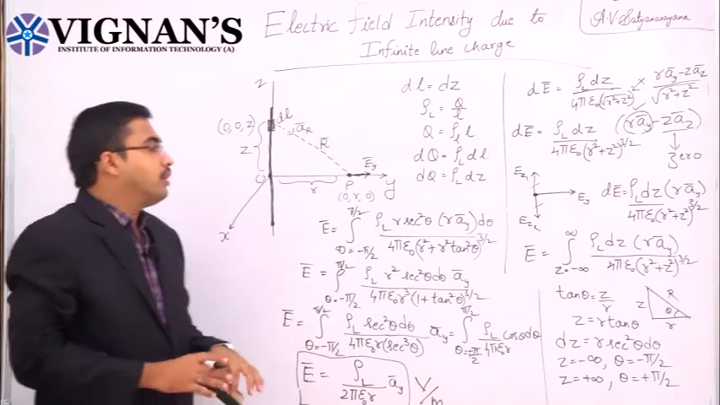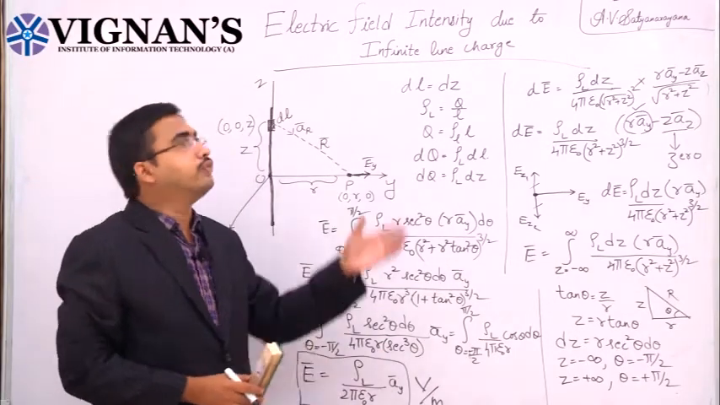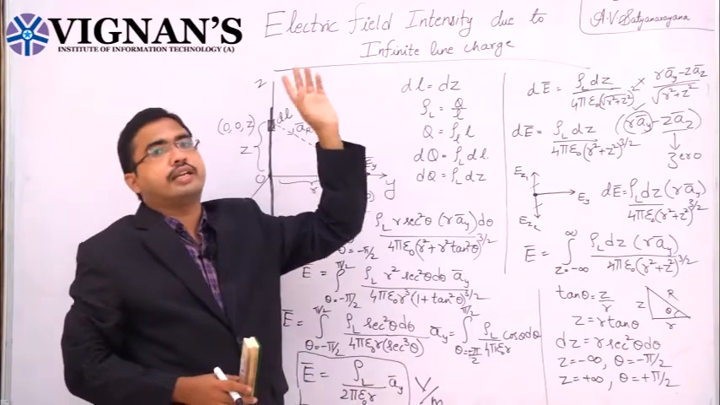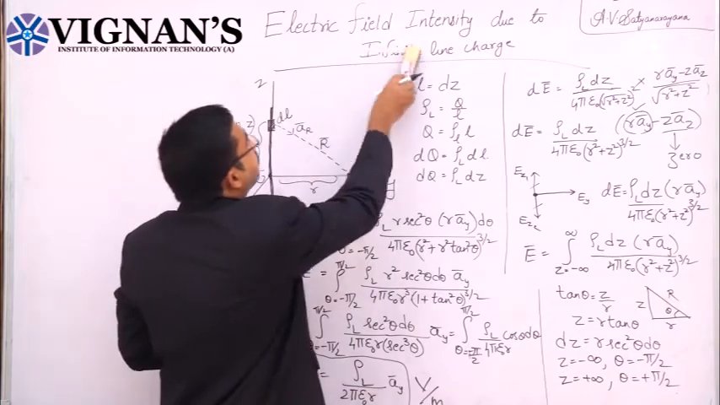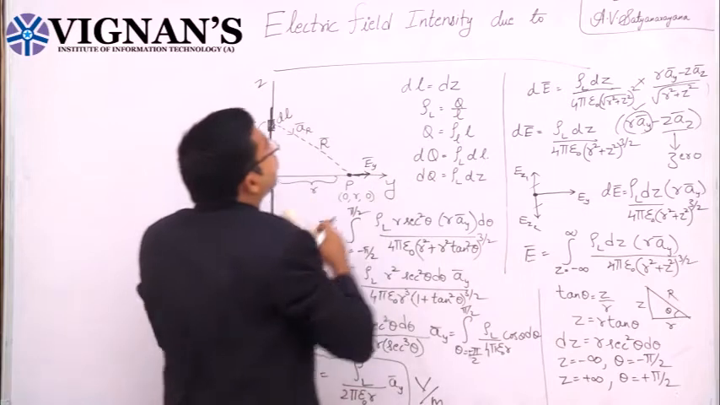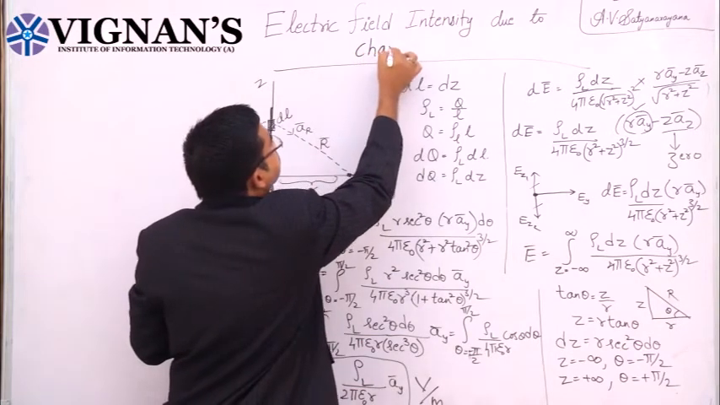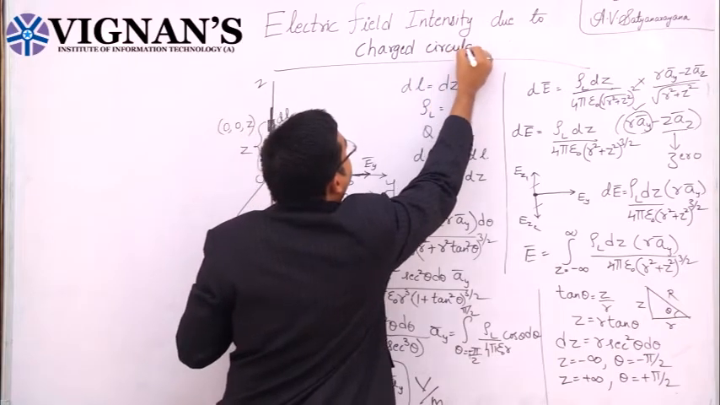Okay. Now we need to derive in a similar way how to find the electric field intensity at a point P due to a charged circular ring.